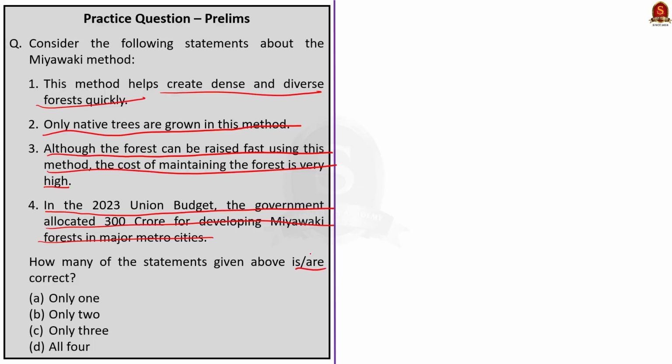Here only 2 statements are correct. Third and fourth statements are wrong. The third statement is wrong because the maintenance cost for Miyawaki forest is very low. It is not very high. That's why this statement is wrong. Statement 4 is incorrect because the Union Budget did not mention anything about Miyawaki forest. So here the correct answer for the question is option B, only 2.